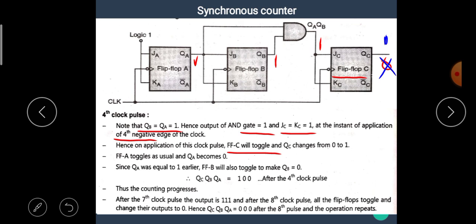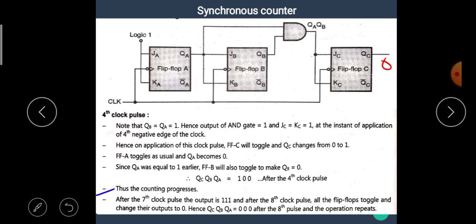Flip-flop A toggles as usual and QA becomes 0. Similarly, QA was equal to 1 earlier, so flip-flop B will toggle to make QB equal to 0. That means after the fourth falling edge of the clock, we get the value 1 0 0. I hope you all understand the operation of the 3-bit synchronous counter.